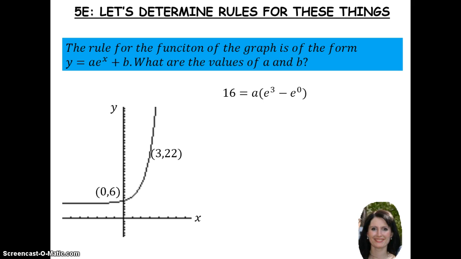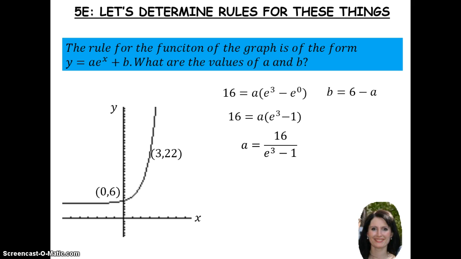If we subtract those, we end up with 16 equals a times e to the power of 3 minus e to the power of 0. e to the power of 0 is 1. So 16 equals a times e to the power of 3 minus 1. Let's solve for a. That means a equals 16 divided by e to the power of 3 minus 1.